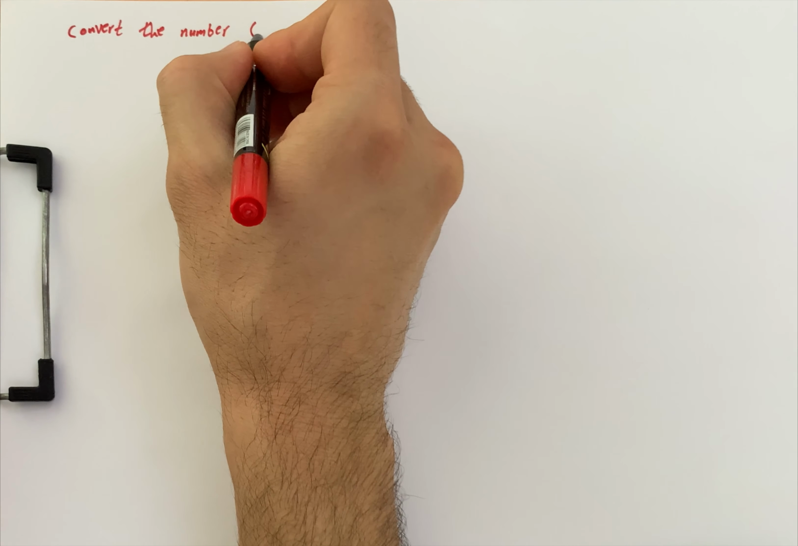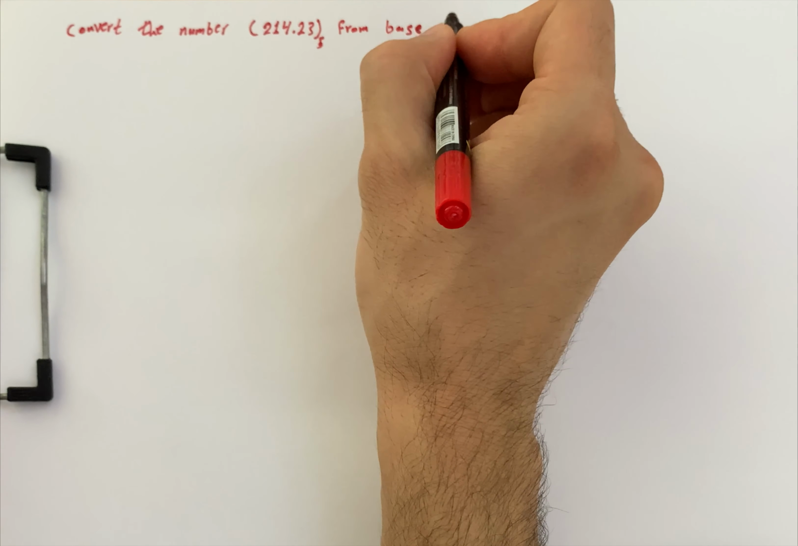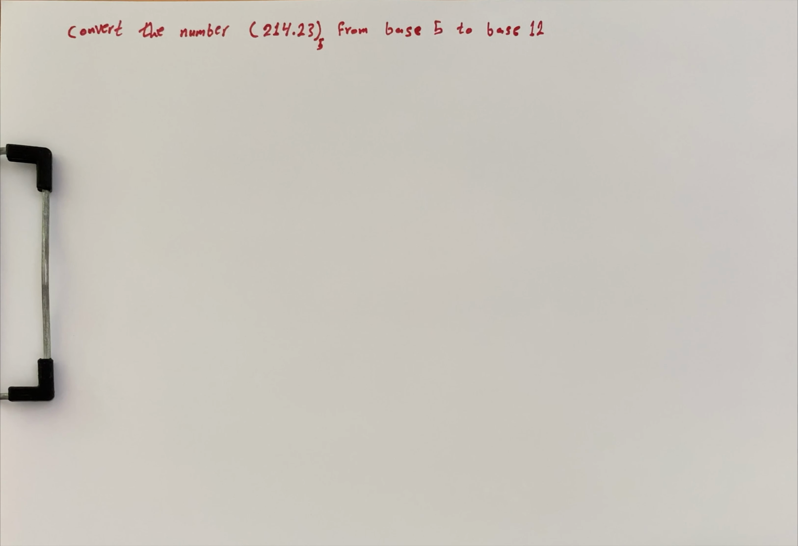In this lecture, we will study how to convert number systems from any base to any base. In the previous lectures on this course, we did study how to convert numbers from bases 2, 8, and 16 to decimal, and vice versa. In this lecture, we will use the same methods to convert numbers. So let us take an example. Convert the number 214.23 from base 5 to base 12. First, we will convert the number from base 5 to decimal, base 10, and then from decimal to base 12.